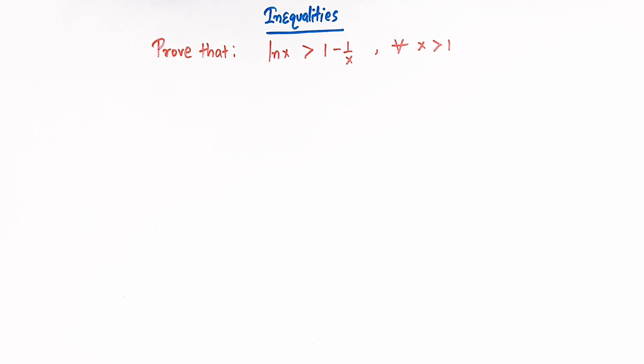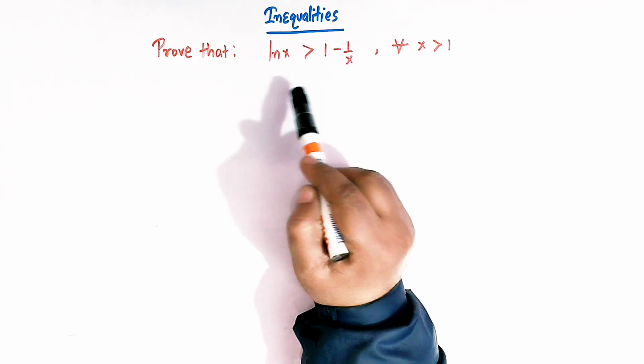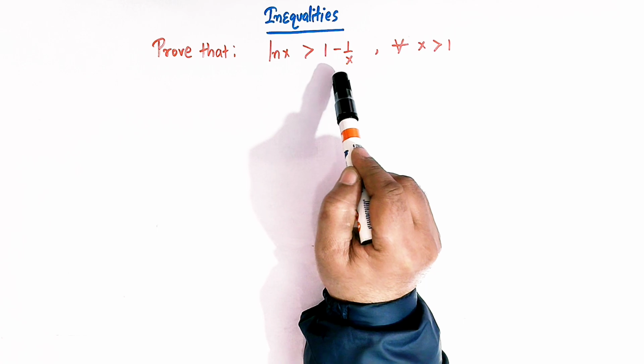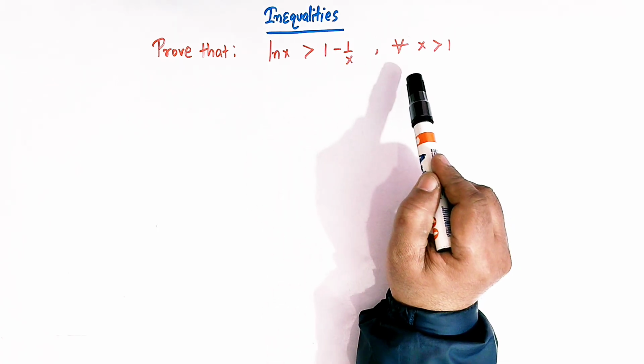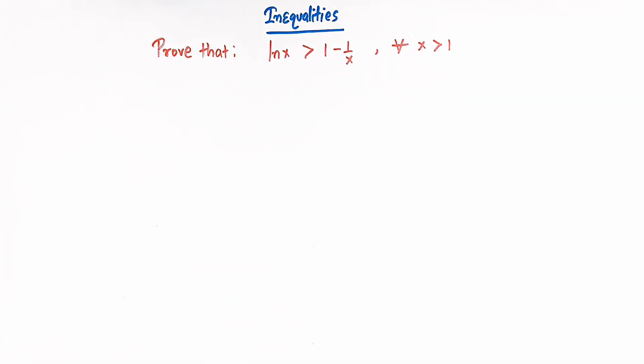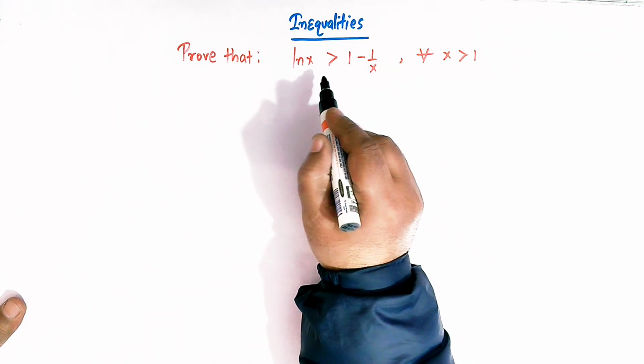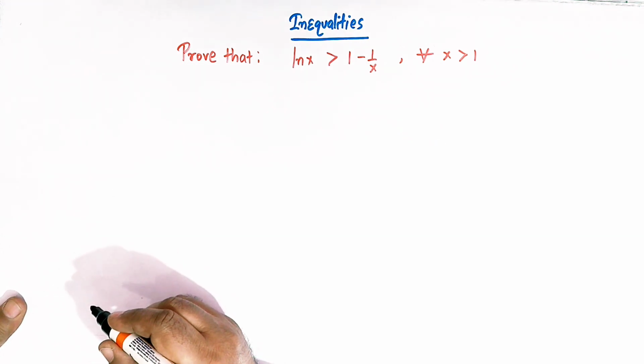Hello viewers, in today's class we are going to discuss an important inequality using the concept of increasing and decreasing functions. In this session we'll prove this inequality: log of x is greater than 1 minus 1 over x for all x greater than 1. Let us see the application of derivatives in proving these kinds of inequalities.